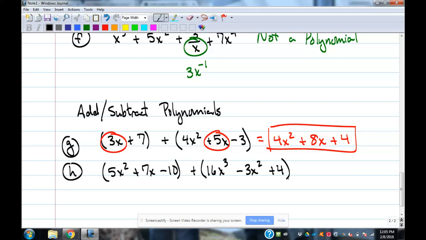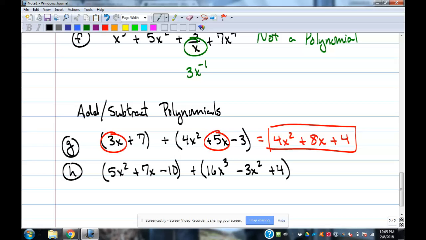They happen to both be trinomials, but that really doesn't matter what size they are to start off with. Your job is to look for like terms. So what I usually do, this is how I approach this, is I look at it and say, okay, what piece has the highest degree?